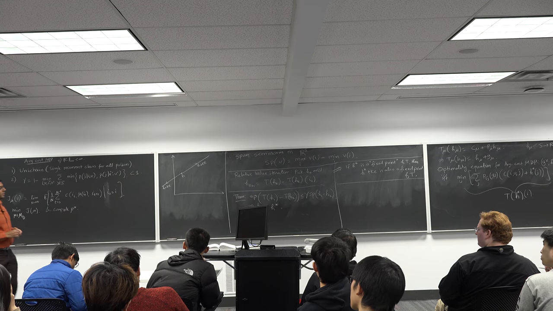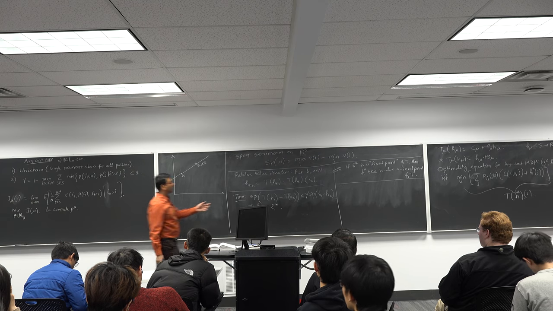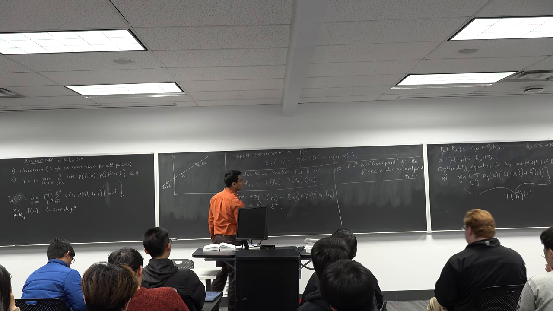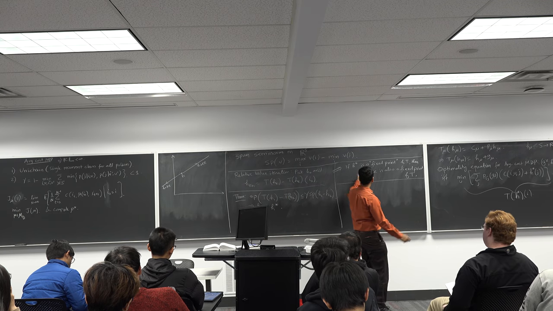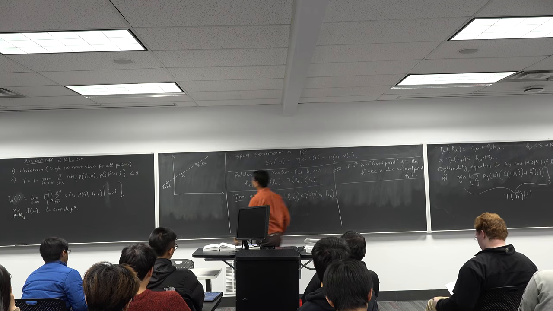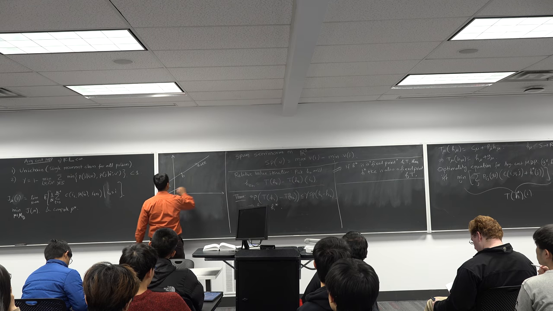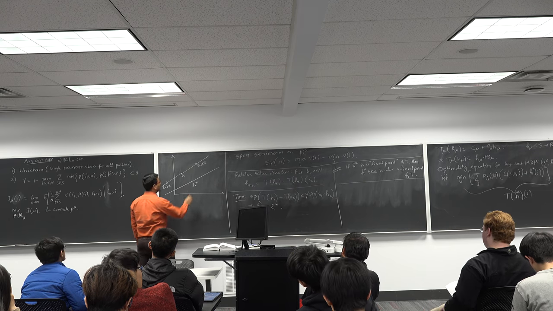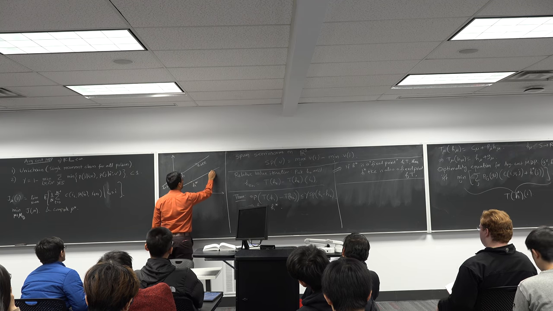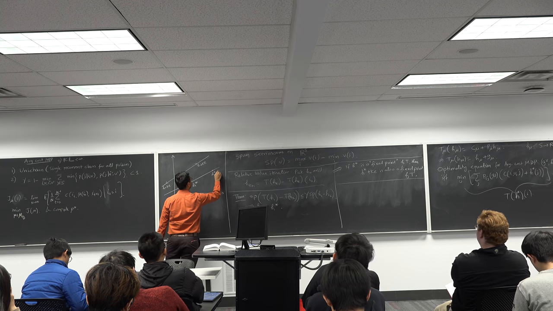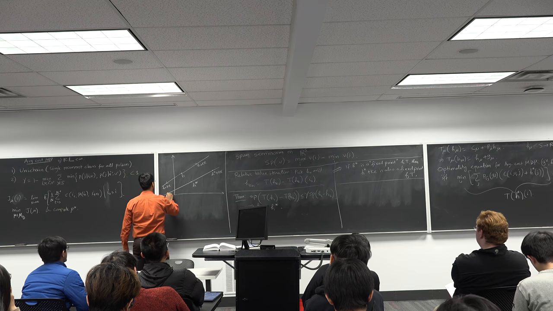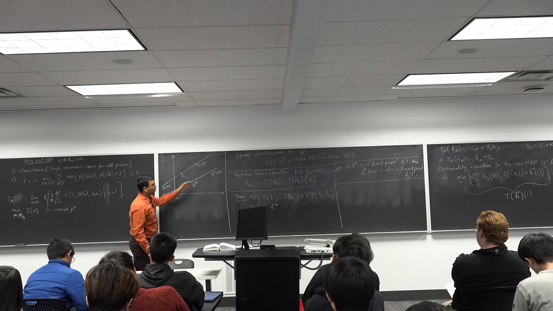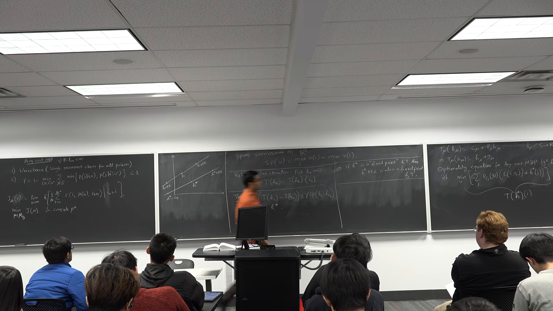So I want to give you an intuition about what this relative value iteration does. What we have shown in this result is that if H star is a fixed point, then any point on this line is also a fixed point. So this is H star plus KE. This is H star minus KE. All of these are also fixed points of this operator T.